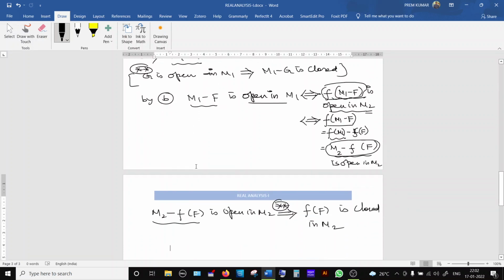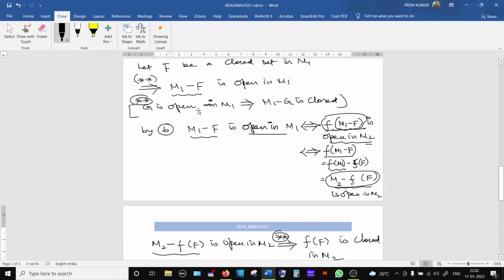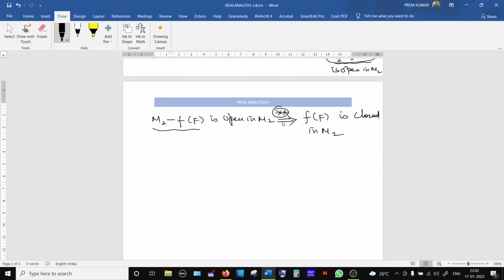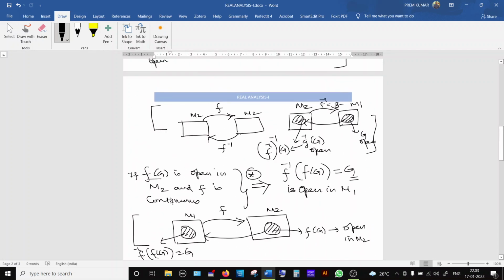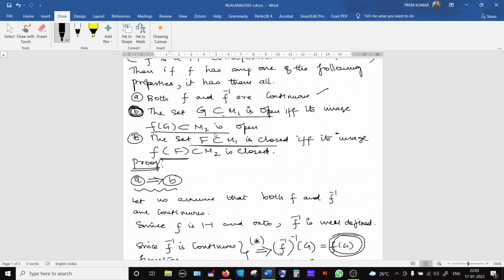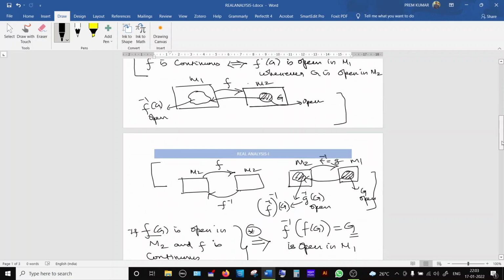The same thing. Another result is also there: if F is closed in M1, then the complement is open. Both ways, we can put that same double star. So this is open, then its complement, that is f of F, is closed in M2. This is what we wish to prove, the necessary part of C. What is the necessary part of C? We assume that F is a closed set, then we proved that f of F is also closed.